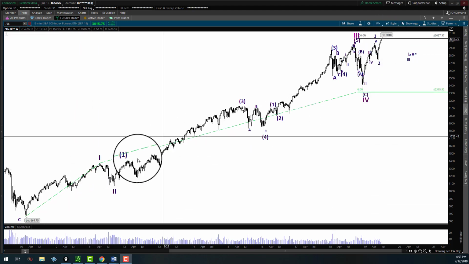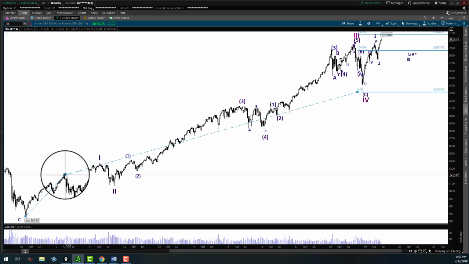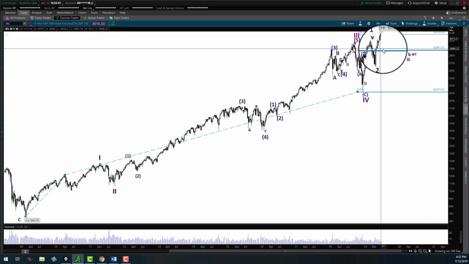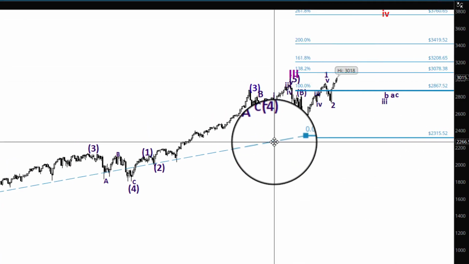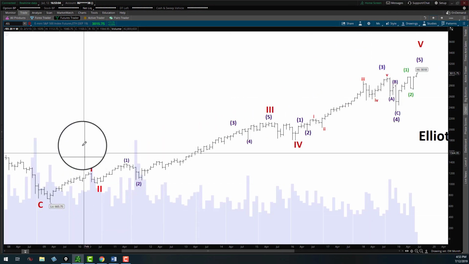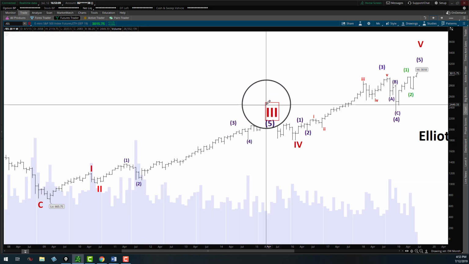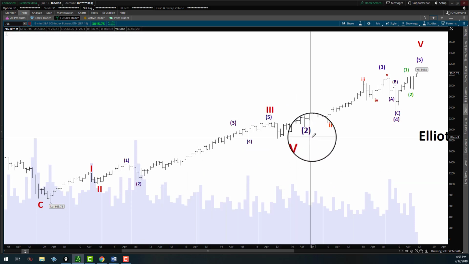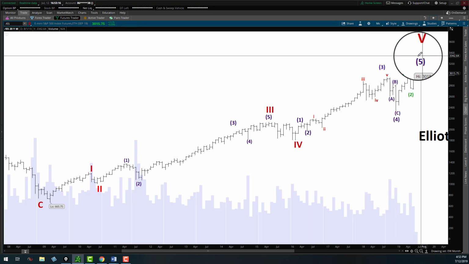But is this actually the end of 1? Kind of think that this is the end of 1, which means we've already passed through that, and this is more likely a 1 and a 2, and we're taking off from there. And that's how I had that in the other chart. Had this as 1, 2, 1, 2, 3, 4, 5, which makes 3. ABC for 4. 1, 2, 3, 4, and we're in our 5th wave.